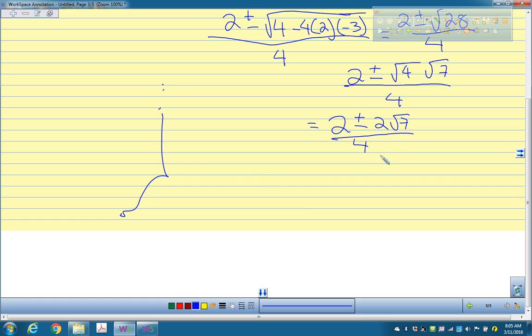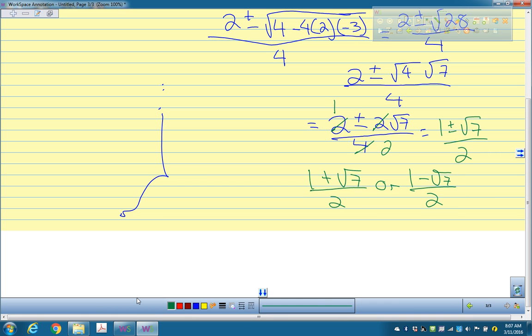Keep going, because now what you can do here, 2 goes into all of these numbers. So you can divide away a 2 out of everything. So you can cancel a 2 here, a 2 here, and 2 goes into 4 twice. So this becomes a 1, right? Because you divide everything by 2. So you get 1 plus or minus the square root of 7 divided by 2. So if you're writing this as a Math Excel problem, 1 plus square root of 7 divided by 2, or 1 minus square root of 7 divided by 2.